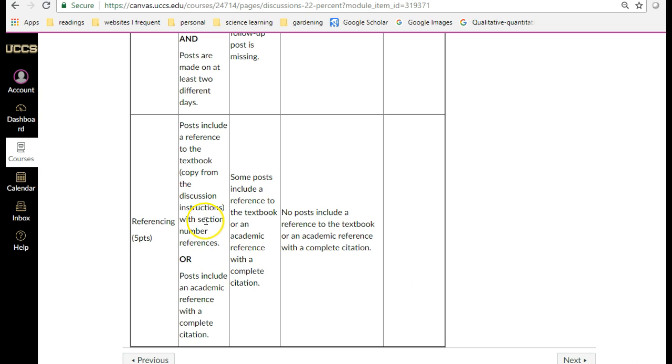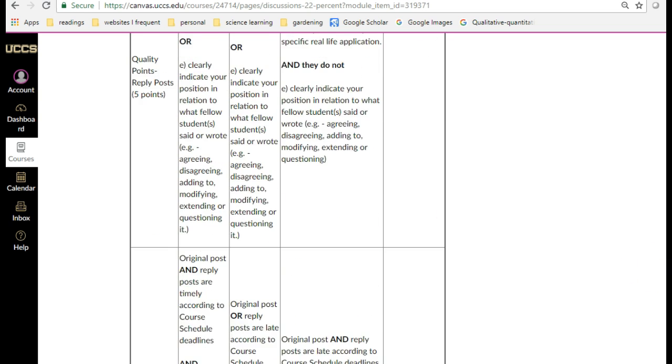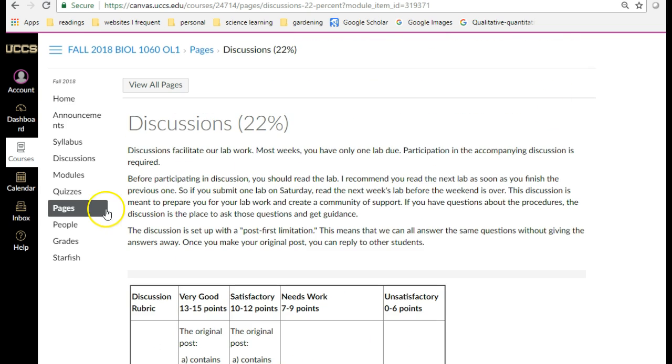These posts right here, when I say textbook, I'm just talking about the manual, the lab manual. We're going to look at that in just a second.